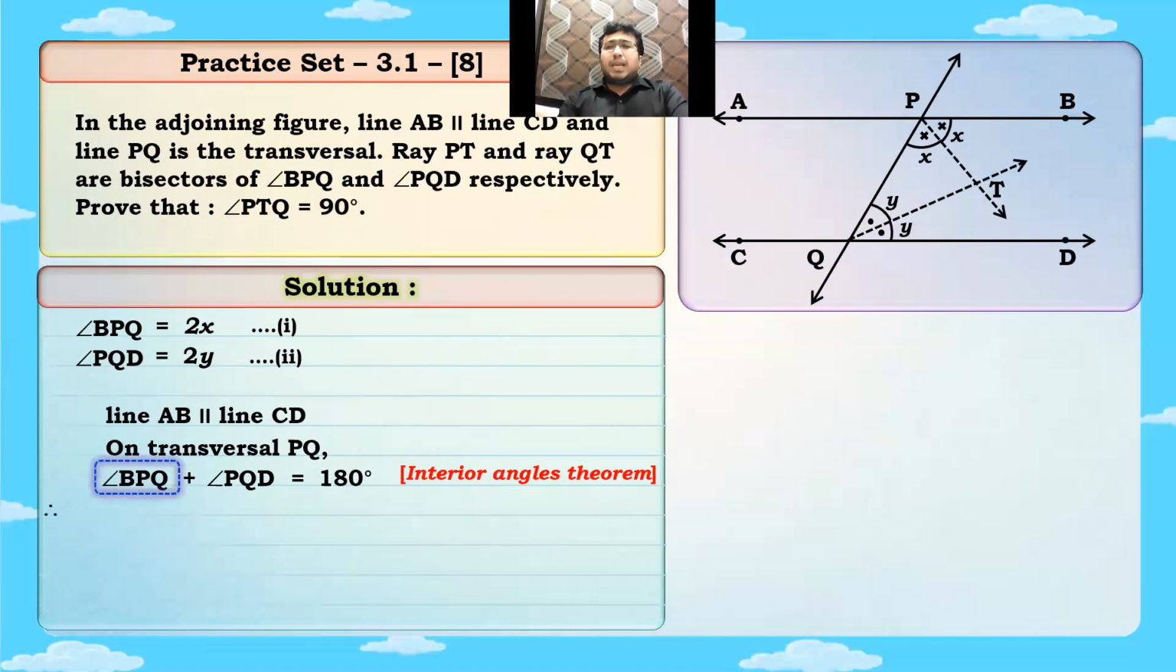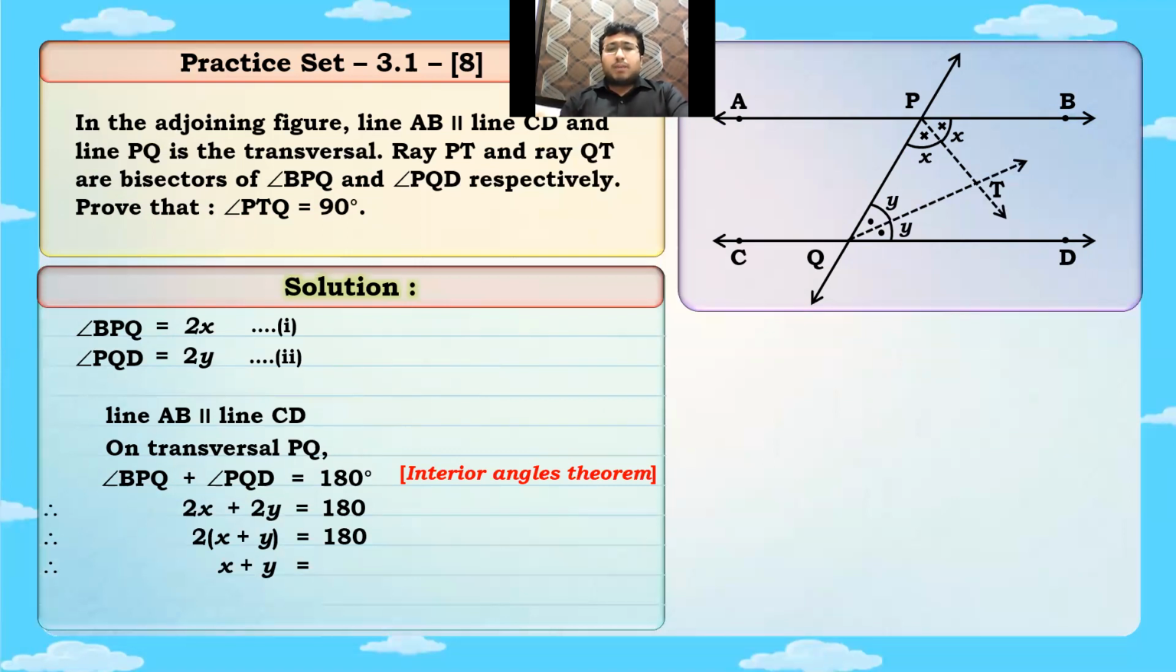Tell me students, BPQ, what is the value of BPQ? Yes, it is 2x. Plus PQD, what is the value of PQD? Yes, it is 2y is equal to 180 degree. Students, we take 2 common, so in the bracket remains x plus y is equal to 180. 2 multiplication it comes here and it becomes division. So x plus y is equal to 180 upon 2.